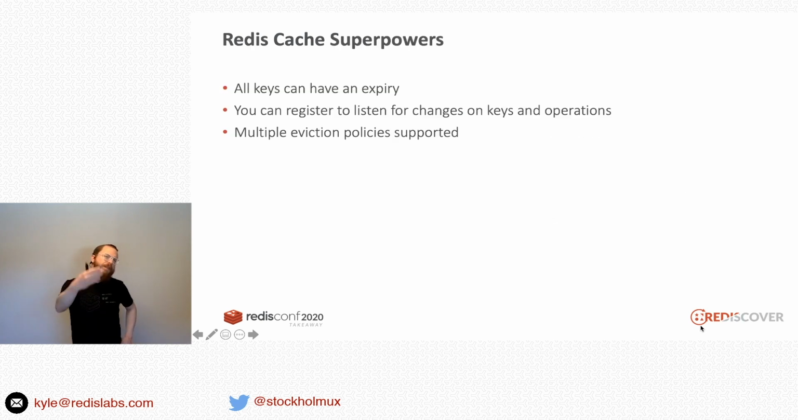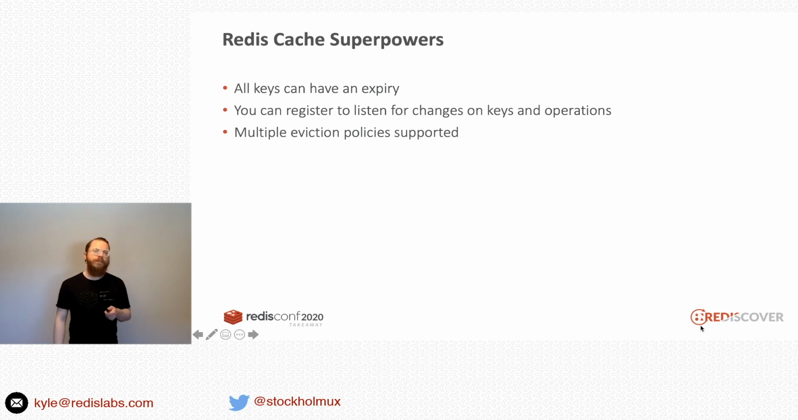But the real difference is the superpowers that Redis has. Redis has a number of superpowers that enable caching to be really easy. All keys have the ability to be expired. So you set an expiry up, and then after a while, that key will disappear. And then you can set that up so maybe you don't want to keep something around for a long amount of time because it may become stale. You can set that up inside of Redis itself.